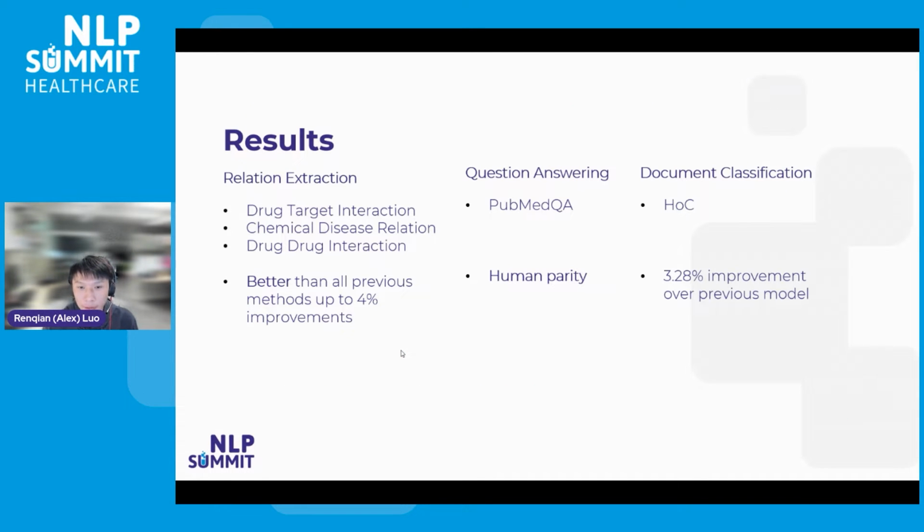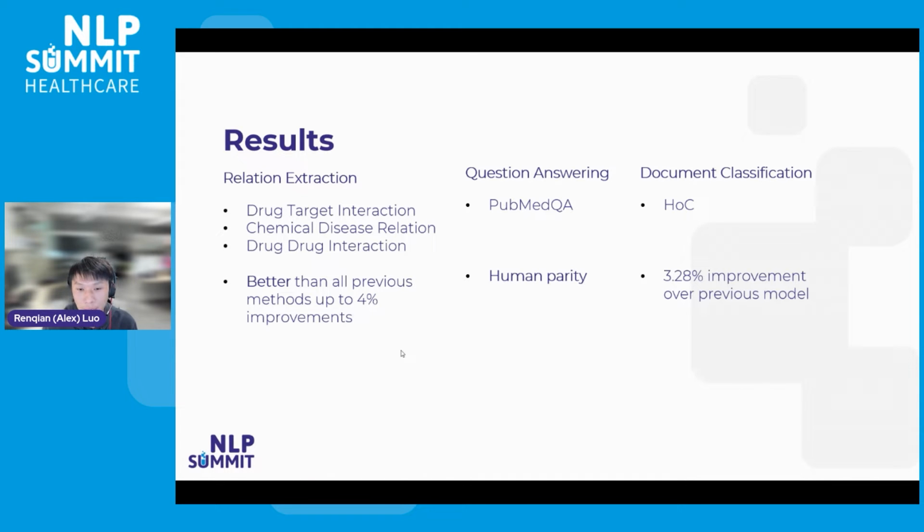So we evaluated our models on several tasks, including relation extraction, question answering, and document classification. All this in the biomedical domain. We mainly focus on drug-target interaction, chemical disease relation, and drug-drug interaction in relation extraction, and the PubMedQA dataset in question answering and the HOC in document classification across 6 data sets.